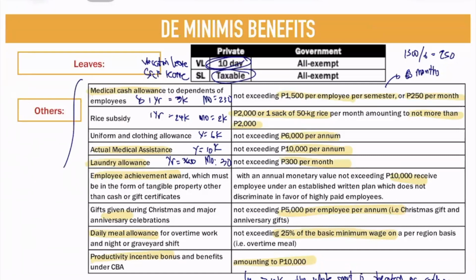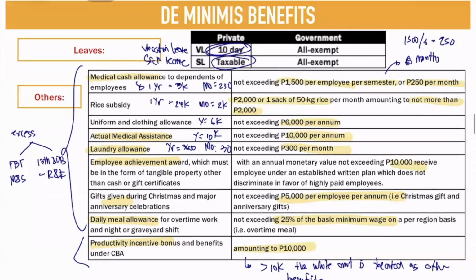All of these items are treated either as part of fringe benefit tax for managerial and supervisory employees, or as part of 13th month and other benefits for rank and file. However, for this one, the rule is quite simple. If it is less than 10,000, it is exempt. If more than 10,000, it is part of other benefits, the whole amount.